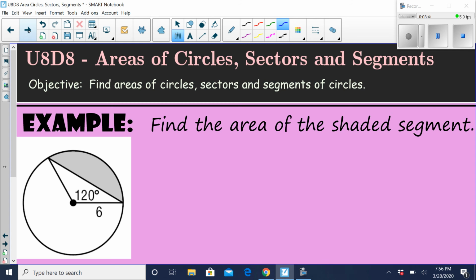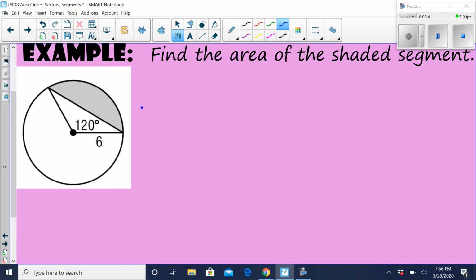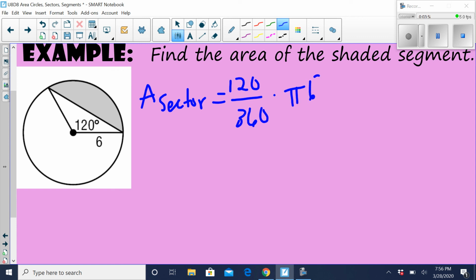Okay, this first example right here, find the area of the shaded segment. So I'm going to start by finding the area of the sector. Area of the sector, I take my angle, which is 120 over 360, and then I need to multiply times pi radius. Radius is 6 in this problem, pi 6 squared. Okay, so if I calculate 120 over 360 times pi 6 squared, I end up with 37.699, so I'm going to round it to 37.7, and we can just label it units squared for right now.